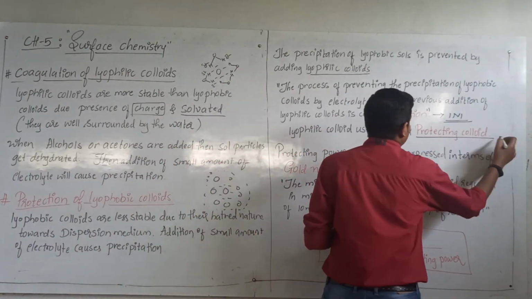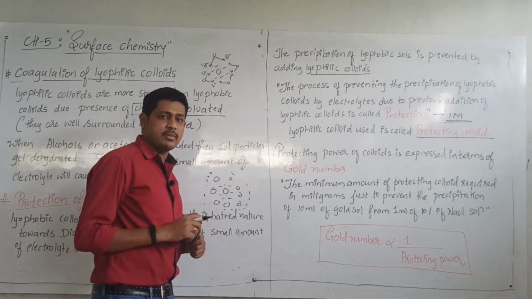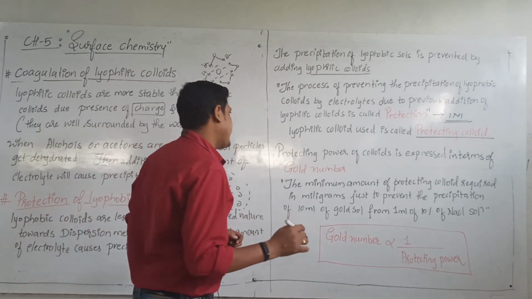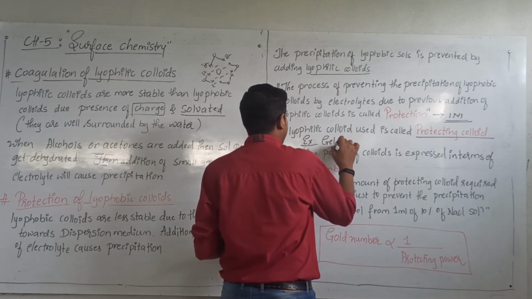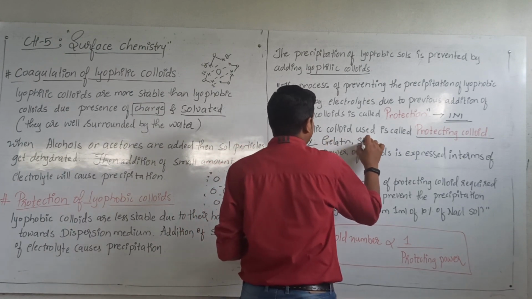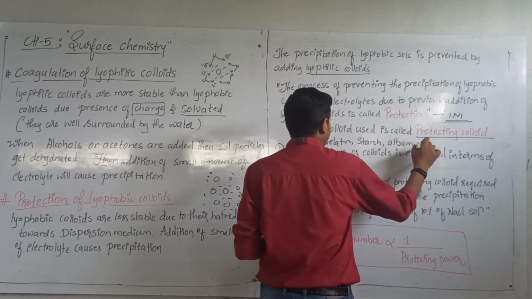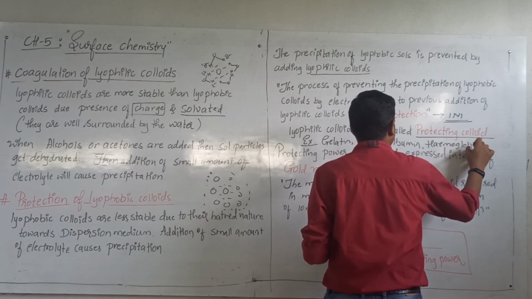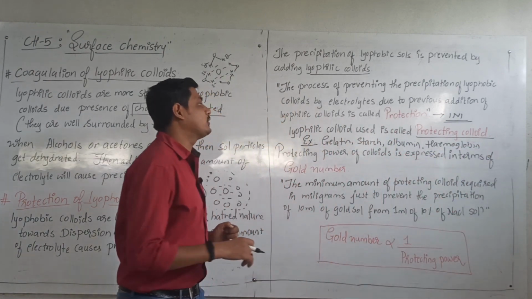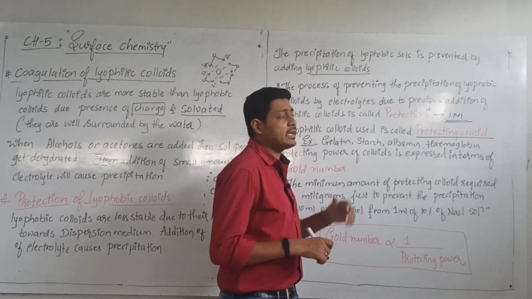Then the lyophilic colloid used is called a protecting colloid. So the lyophilic colloid that we are using for the protection of lyophobic colloids is called a protecting colloid. Let us see some examples. Important ones: gelatin, starch, albumin, even hemoglobin will come under this. So these are some lyophilic colloids which are used for the protection of the lyophobic colloids.